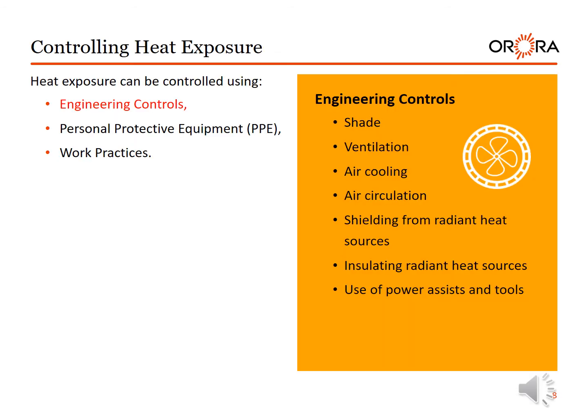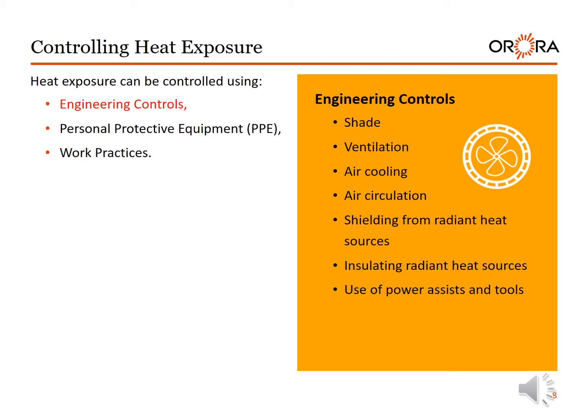Controlling heat exposure. Heat exposure can be controlled using engineering controls, personal protective equipment, PPE, and work practices. So how can we control heat exposure? Through the application of one or more engineering controls, work practices, or personal protective equipment. Aurora implements multiple engineering controls: shade, ventilation, air cooling, air circulation, shielding from radiant heat sources, and insulating radiant heat sources. When we block direct sunlight, we can reduce temperatures by up to 15 degrees.